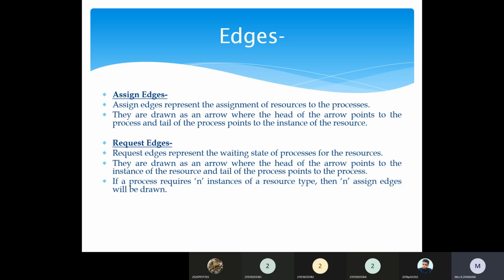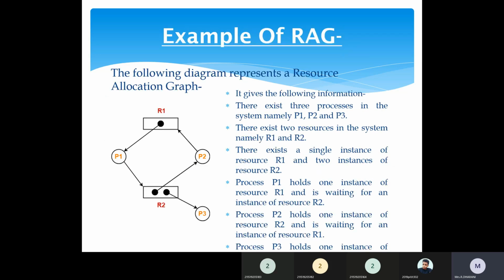Okay, so here you can see the resource allocation graph, how the resources are allocated to the processes. As I stated in the starting, the resource allocation graph provides much information, right? Let us see with an example what information is given by the resource allocation graph. So this is a simple sample diagram that represents a resource allocation graph. It gives various information. So with that diagram, what information can you get?